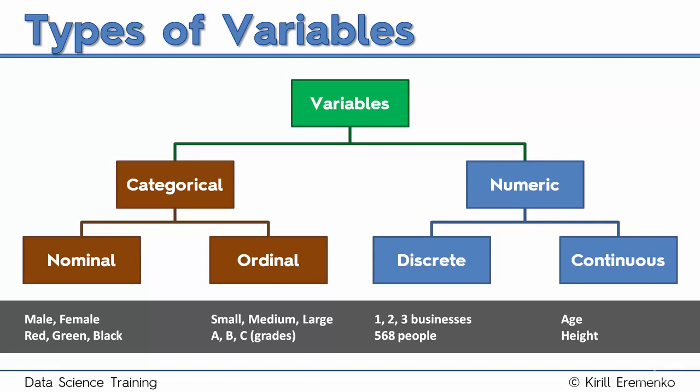So those are 4 types of variables: nominal, ordinal, discrete, continuous. Have a look around you. Try to think of other examples. It's a very good exercise to remember these 4 different types.